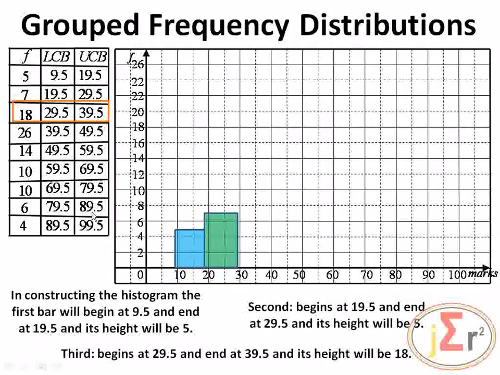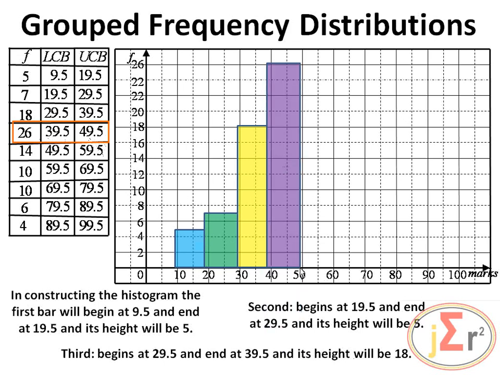The next bar begins at 29.5, ends at 39.5, that is close to 40, and the height is 18, all the way up there. And this one will have a height going up to 26, beginning at 39.5 and ending at 49.5. So it begins at 39.5, ends at 49.5, and the height will go all the way up to 26.